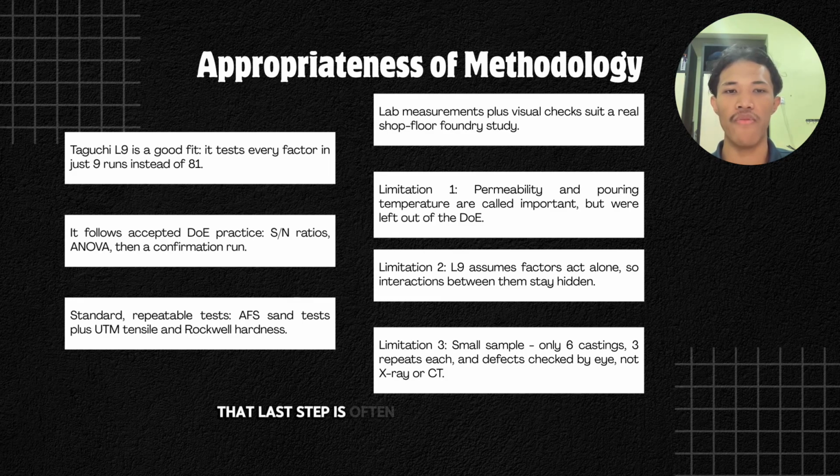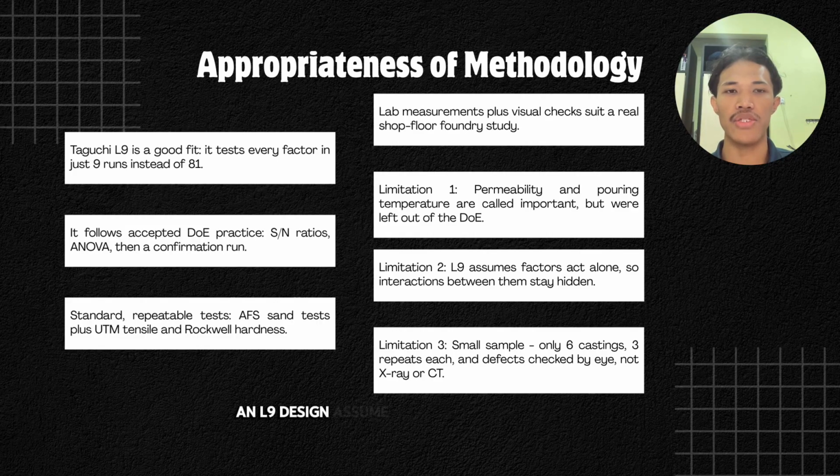That last step is often skipped in weaker DOE papers, so its inclusion counts in the author's favor. All testing used standard AFS, UTM, and Rockwell methods, so the work is repeatable. Three limitations though. The authors themselves call permeability and pouring temperature influential, yet excluded both from the DOE.